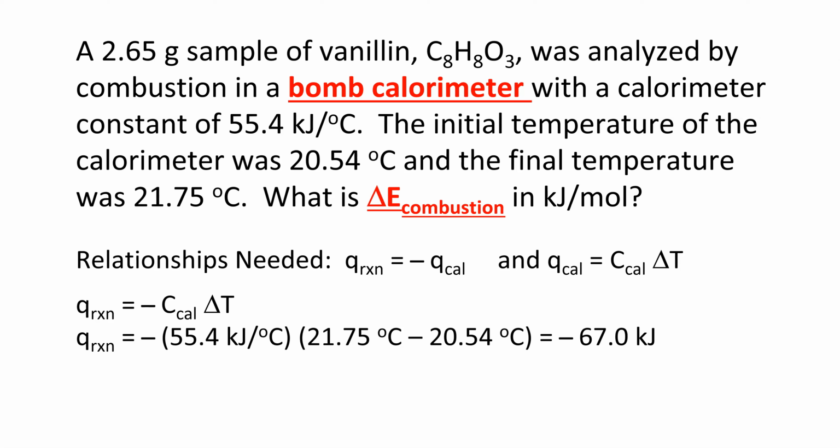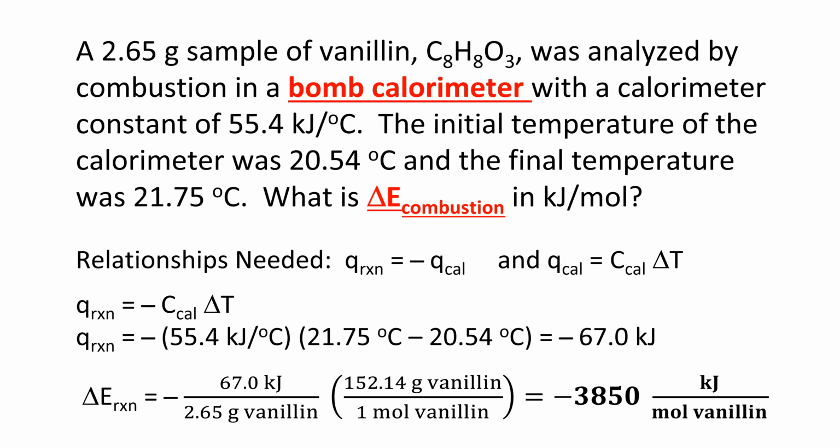And that's great. But remember, that's an extensive property. That depends on exactly how big of a sample we set on fire, that we combusted in our bomb calorimeter. So we want to be able to report values like delta E and delta H in terms of per some amount. So we're going to be choosing sort of an obvious unit for chemistry. We want to report energy per mole. So we need to do one more thing to fully answer this question.